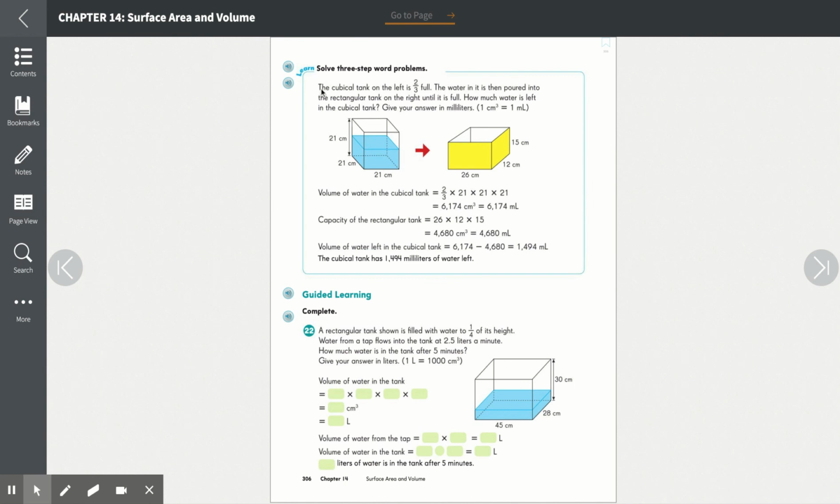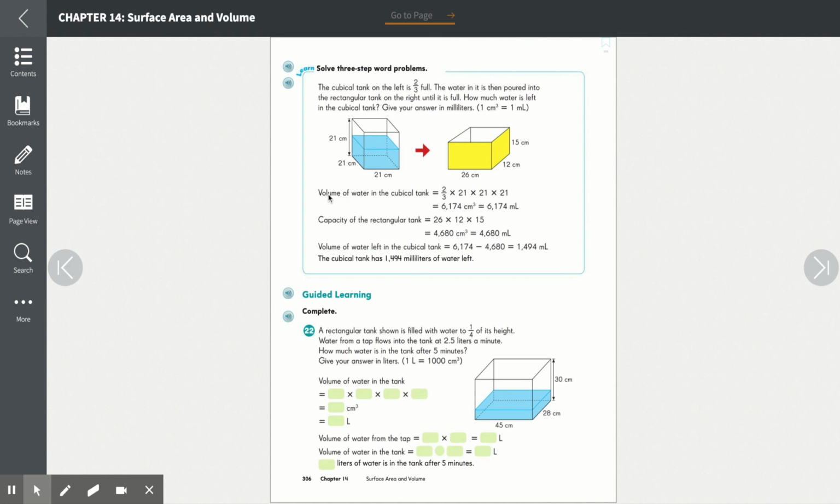They're now going into three-step word problems. So the cubical tank on the left is 2/3 of the way full. The water in it has then been poured into the rectangular tank on the right until it is full. How much water is left in the cubical tank? Give your answer in milliliters. Wow, this is complex for 5th grade. They are expecting a lot of you.